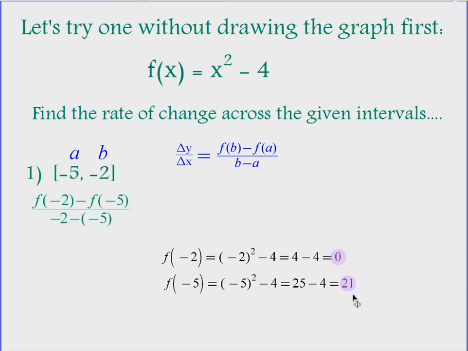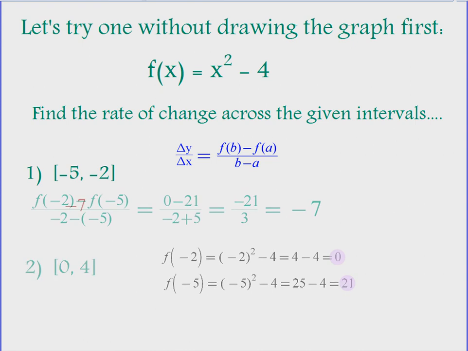Taking the 0 and 21 and replacing the f of -2 and f of -5 is going to look like 0 minus 21 over -2, subtracting a negative becomes an addition, 5. Simplifying further, that gives us -21 over 3, which reduces to -7. -7 is our average rate of change over the interval from -5 to -2.